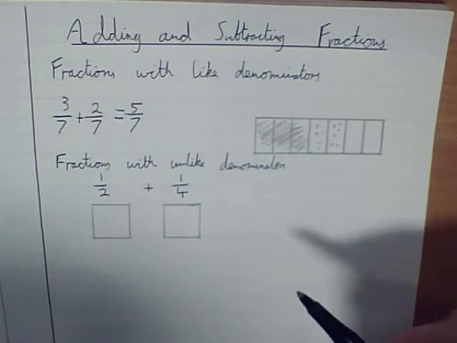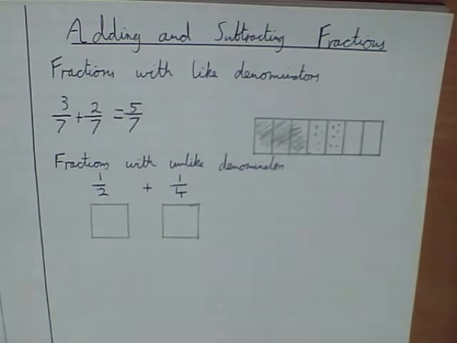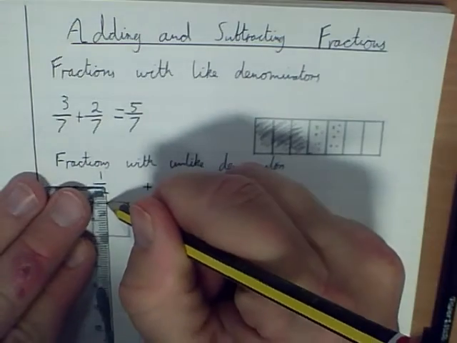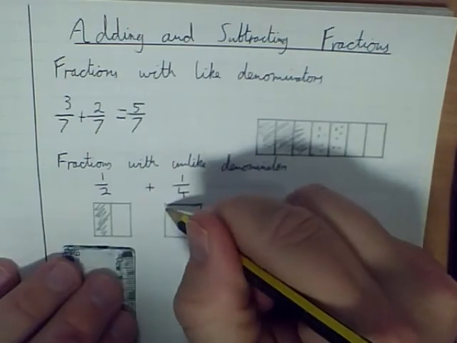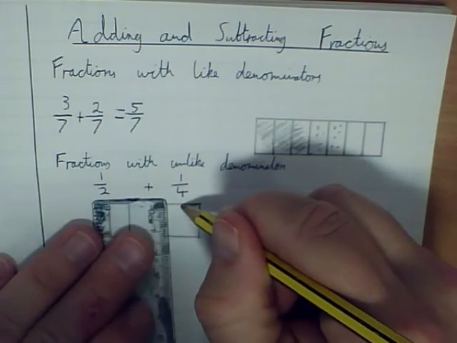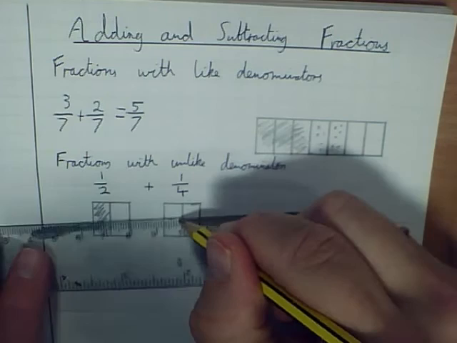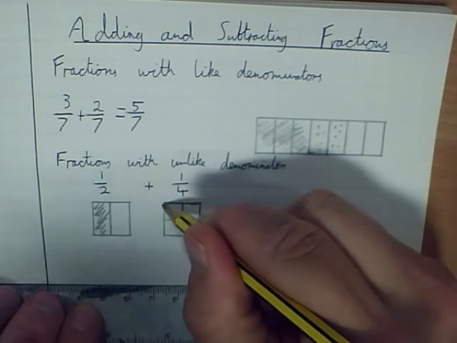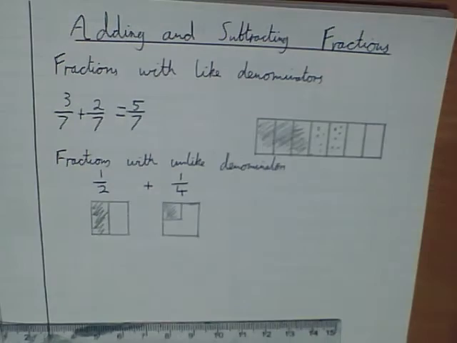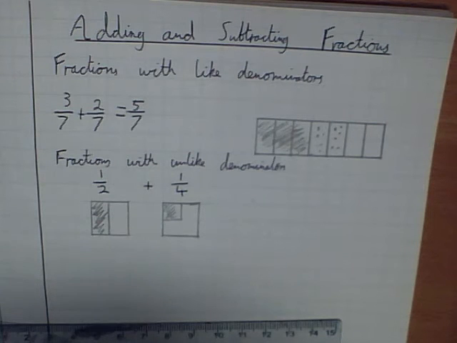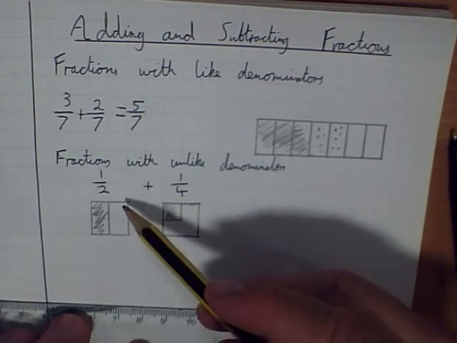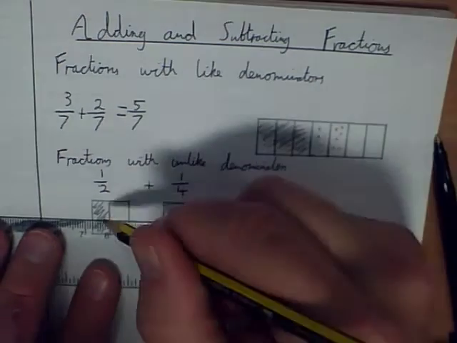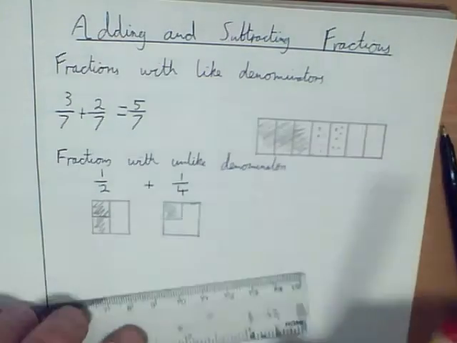And I'll give you an example here. Here I've got 1/2 of this box shaded in, and 1/4 of this one. So there's 1/4 here. I'm not sure if you can see the lines in my book well, but that's 1/2 plus 1/4. And you probably know that that's 3/4 already. But let's have a look at it. This 1/2 I could also say is 2/4.